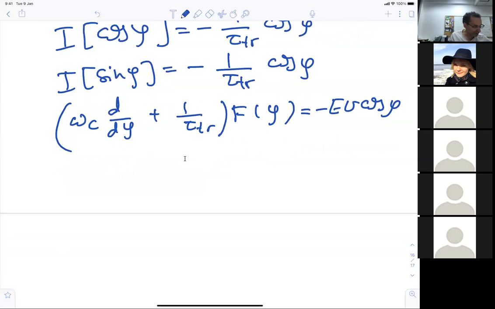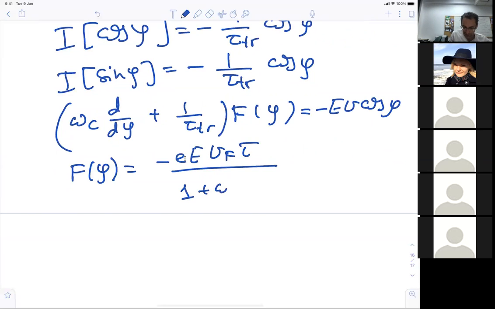Which means that's a simple differential equation, and it has a solution: f of phi is equal to minus v Fermi tau transport divided by 1 plus omega cyclotron squared tau transport squared, times cosine phi plus omega c tau transport sine phi.